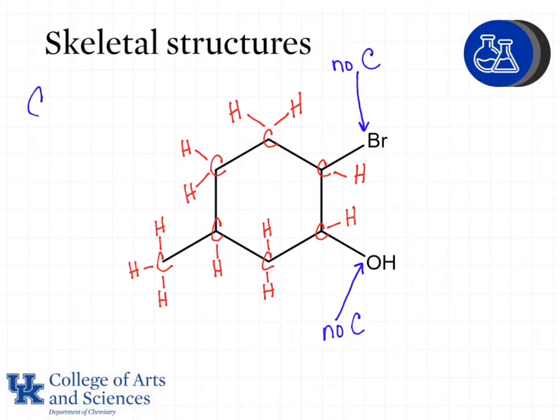So we can write the chemical formula as C7, because we have 6 carbons in the ring, plus 1 CH3 group attached to the ring. We have 13 hydrogens attached to the structure, 1 oxygen, and 1 bromine.